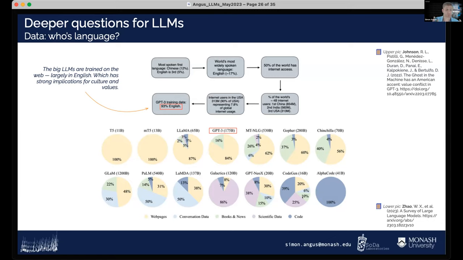But that also means that you potentially expose yourself to imbibing and embedding structural inequalities, gendered language, class-based language, and even the values and culture of an American environment into your model. You can see in the panel down below, GPT-3 is 84% trained on just web pages and 16% on books and news. So it is true to say it knows the web.